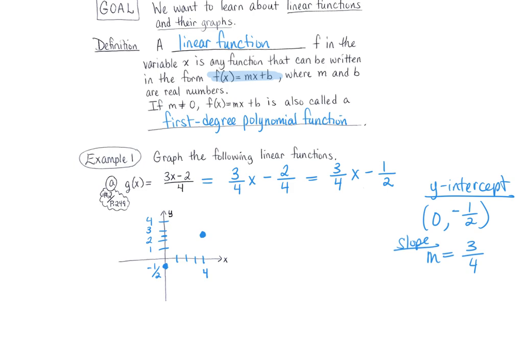So this point would be 4, 2.5, or 5/2, whichever one you prefer. So then we have 2 points. We can sketch the graph of our line. There you go.